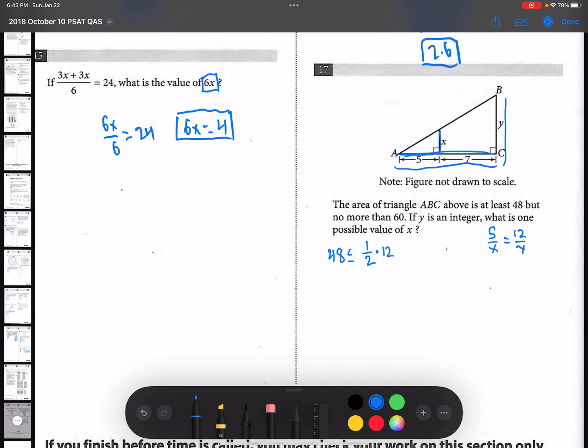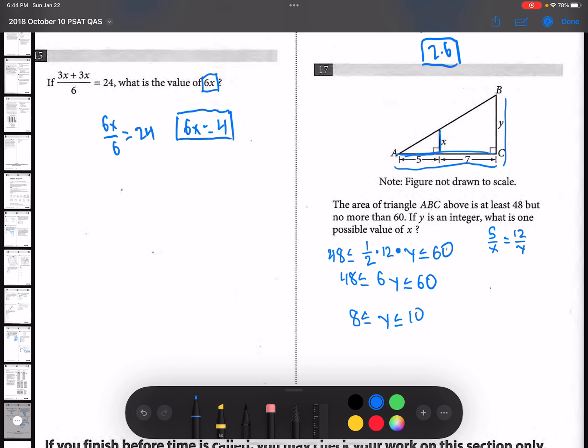And now we have half times 12 times, oh yeah, times y, because we don't know our y value yet. So then that is less than or equal to 60, because it says no more than 60 and at least 48. So now we simplify this. 48 is less than or equal to 6y less than or equal to 60. Now we can divide all this by 6. We're going to get 8 is less than or equal to y less than or equal to 10.